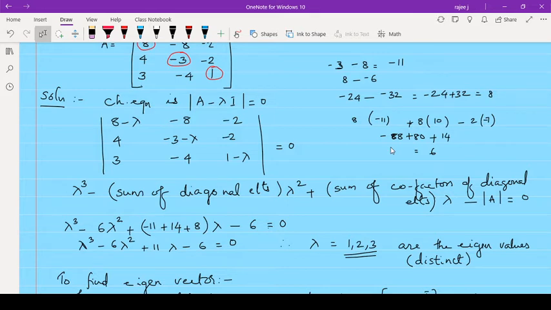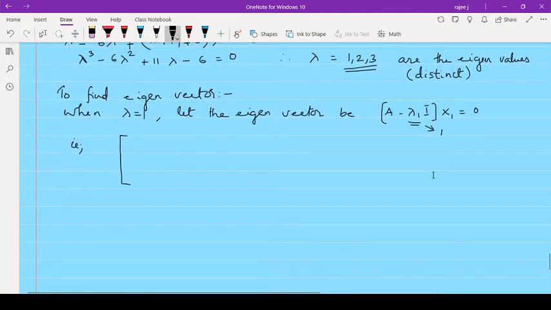So 8 minus 1, minus 3 minus 1, 1 minus 1. In this determinant, we are putting lambda equal to 1, but we are considering the matrix only here. So 8 minus lambda means 8 minus 1, 7. Then minus 8, remaining all will be same, minus 2, then 4, minus 3 minus 1, so it is minus 4, minus 2, 3, minus 4 and 0.